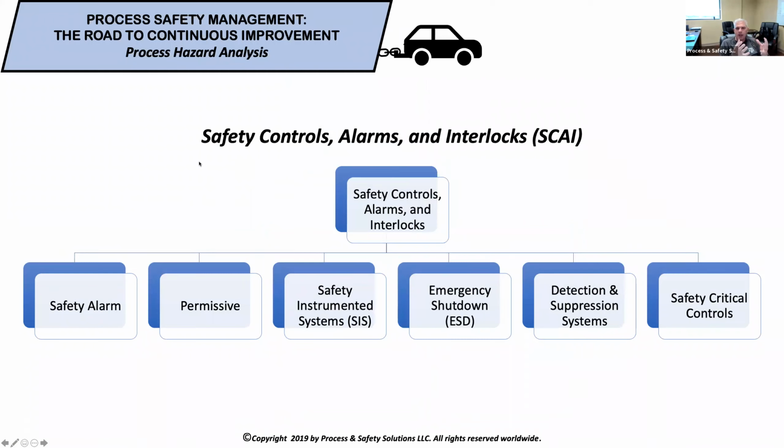So some more SCADA or safety controls and alarms and interlocks. You have safety alarms, you have permissives, you have safety instrumented systems or SIS. All of these are distinct, different safety controls and alarms and interlocks. You also have safety critical controls. A lot of those may be some type of interlock that you put in place to keep a certain event from happening.